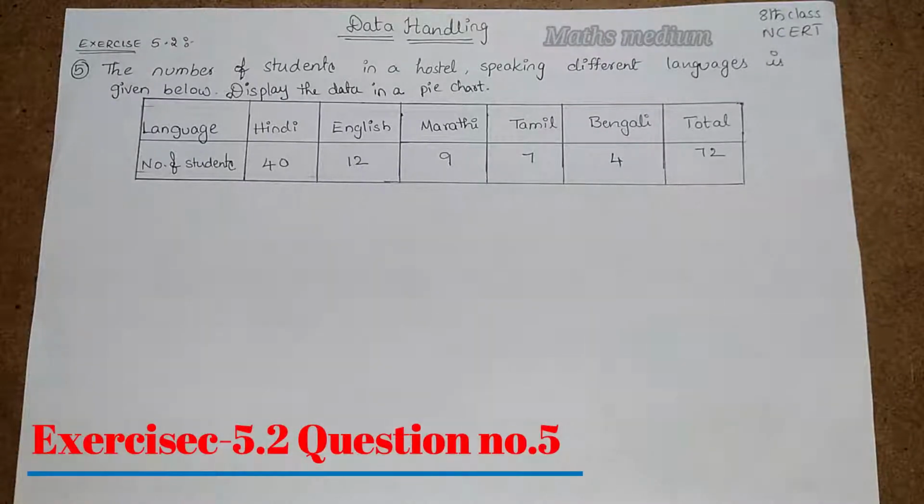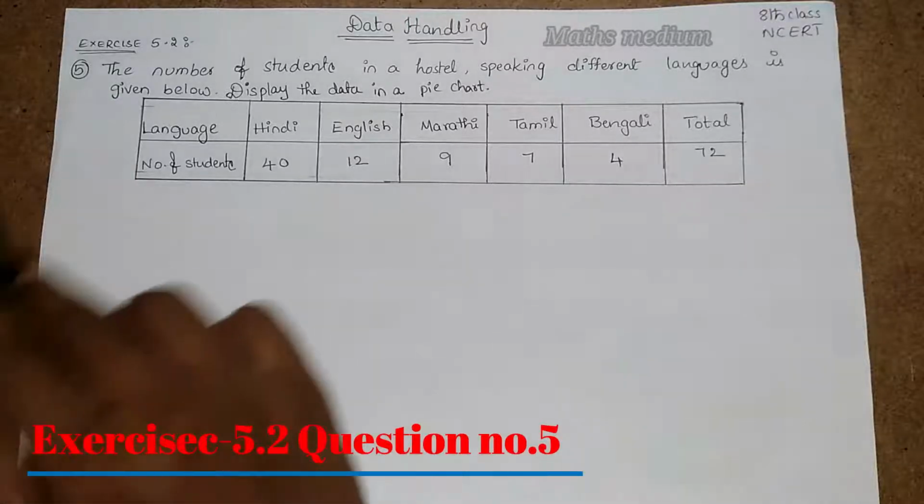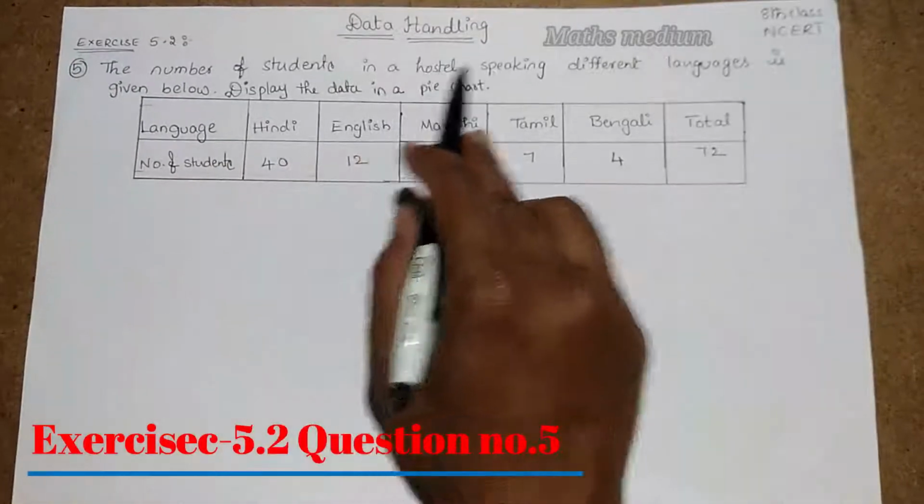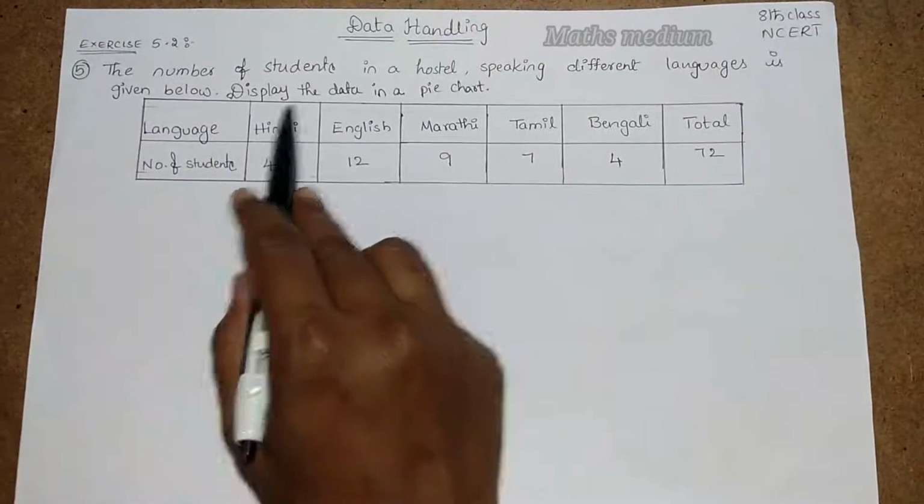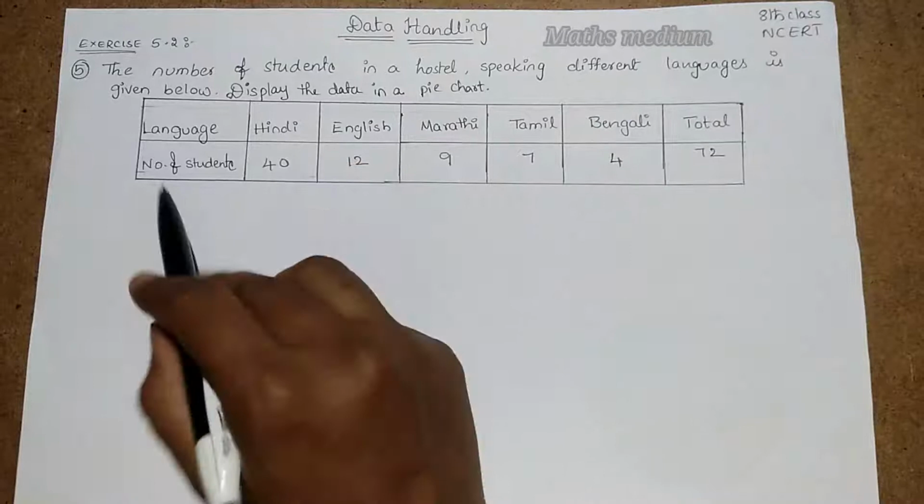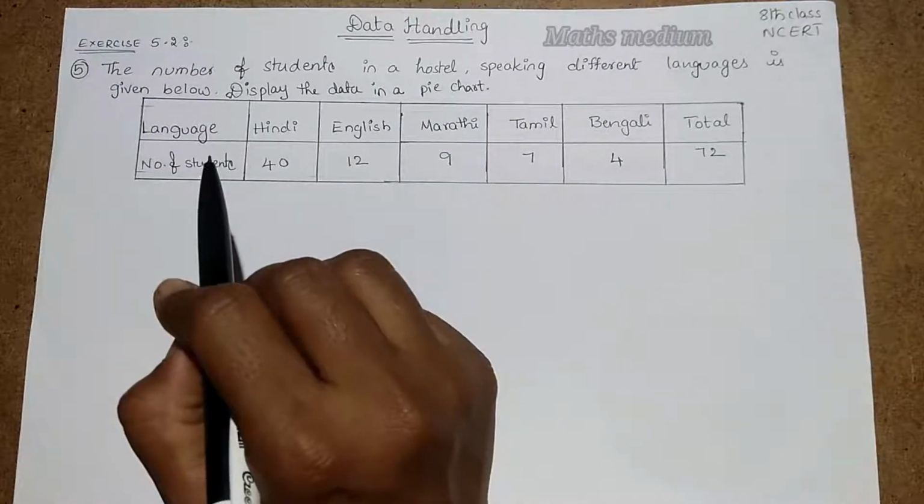Today I came with exercise 5.2 from Data Handling, 8th class NCERT. Question number 5. The number of students in a hostel speaking different languages is given below. Display the data in a pie chart. Given this is the data according to our pie chart.